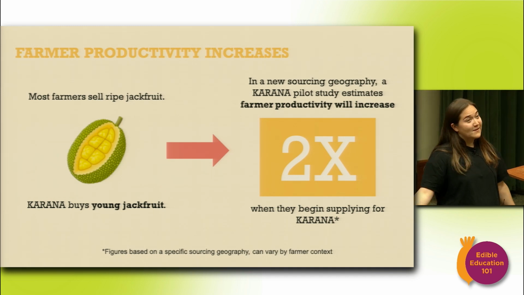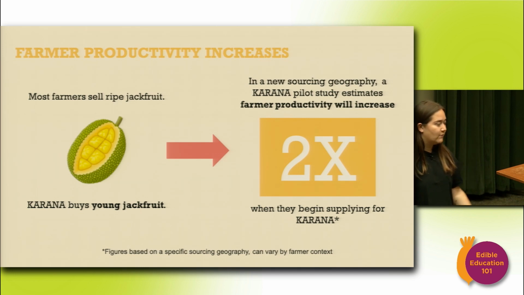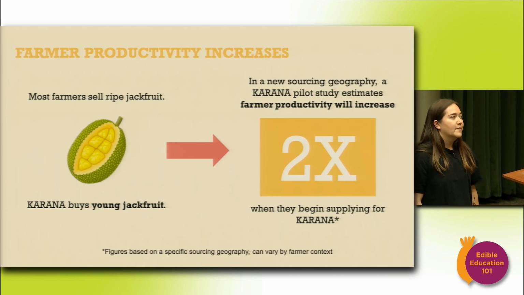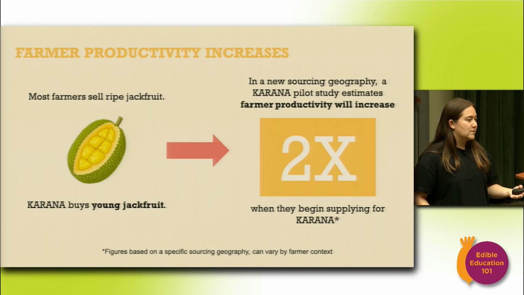And in terms of productivity increases in this pilot study that we did, we estimate that there will be a two times increase in productivity, because basically we are buying young jackfruit instead of ripe jackfruit. A lot of farmers these days are selling ripe jackfruit, which is a sweet fruit. And what we are doing to make our product is picking it young, which increases the productivity of the trees. So they produce more fruit.